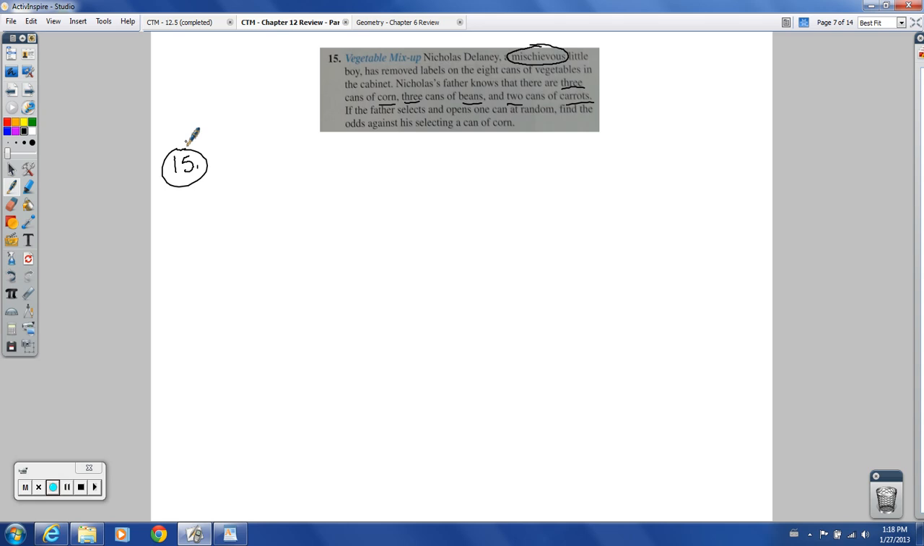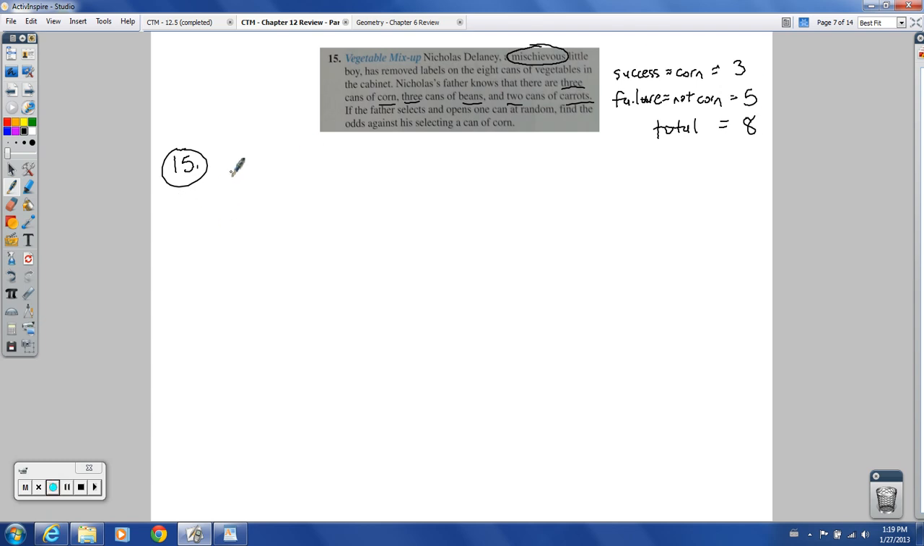Let's see what we have here. So odds against is selecting a can of corn. So success in this case would equal corn, which would be, there's 3 cans of corn. So failure in this case would be not corn, and there's 5 cans that aren't corn in the total number. It should always be the success plus the failure, and so the total is 8, just like it should be.